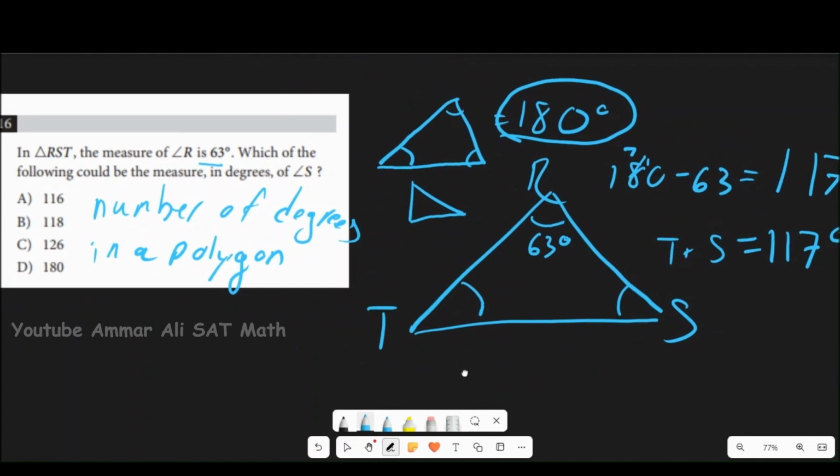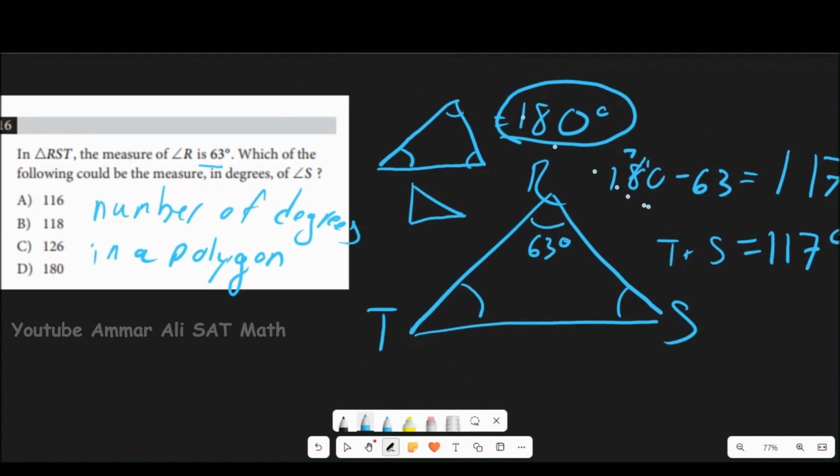So angle S could not equal 117 degrees because you cannot have an angle of 0 degrees. Like, that doesn't make sense, right? So I would not put any option that is equal to 117 degrees or greater than it. So that means we can cross out that, we can cross out that, we can cross out that. Why? Because all of these are greater than 117 degrees. So it leaves us with only one option, option A. So there you have it. That is how you solve this one.